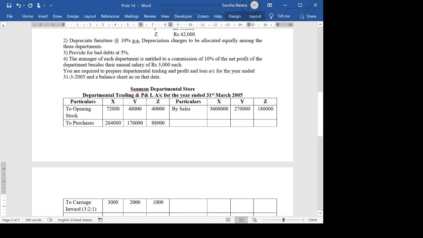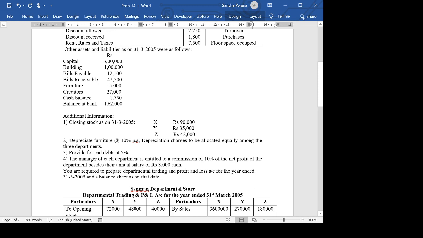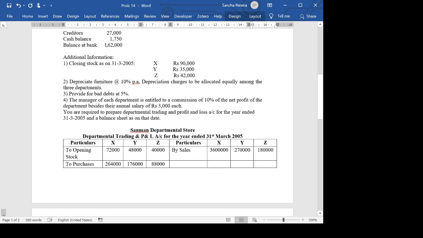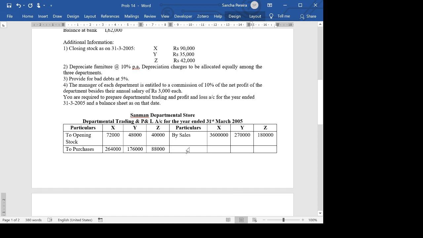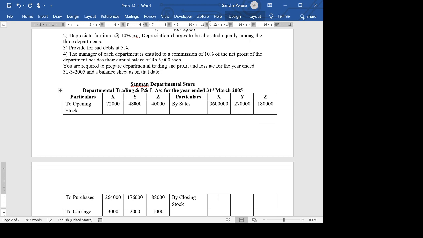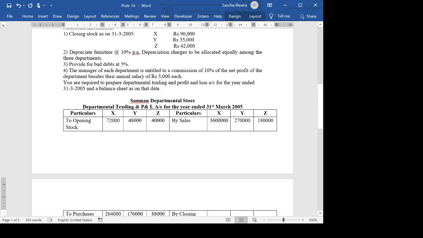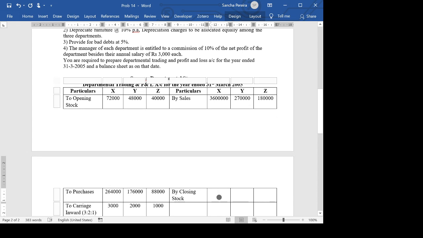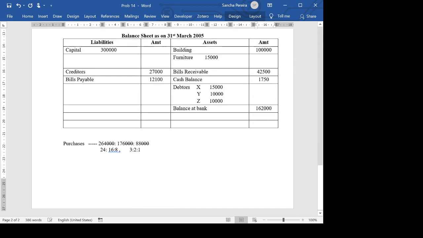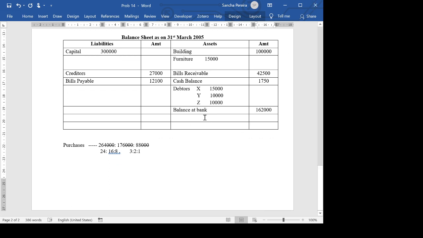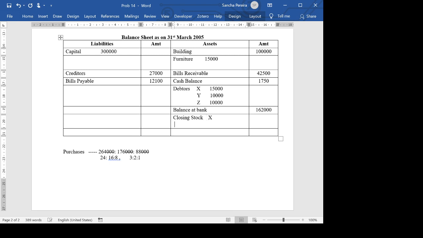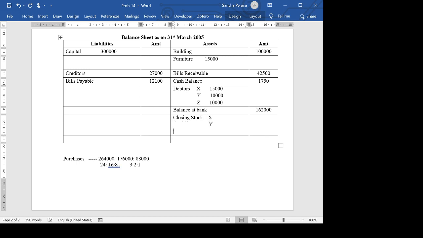Okay. Now we go to the adjustments and see what's given. Closing stock as on 31st March is so and so. So we take the closing stock. Put closing stock first in the trading account. The amounts are 90,000, 35,000 and 42,000 for X, Y, and Z.